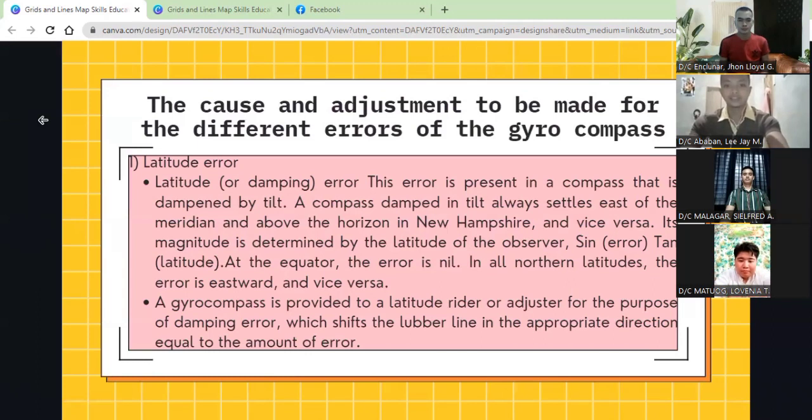And the cause of latitude error is a compass that is damped in tilt. In the northern hemisphere, a compass that has been damped in tilt will always settle above the horizon and east of the meridian. To adjust the latitude error, a latitude adjuster is given to a gyro compass for the purpose of correcting damping error, which shifts the lubber line in the appropriate direction equal to the amount of error.